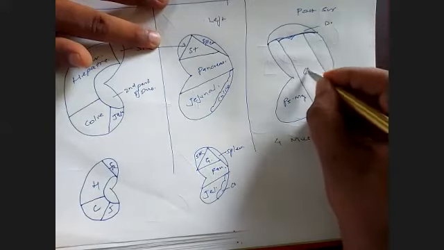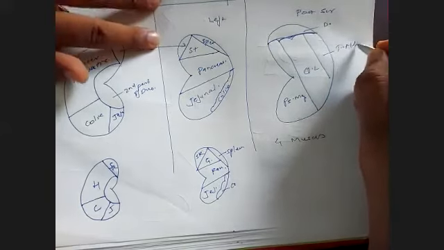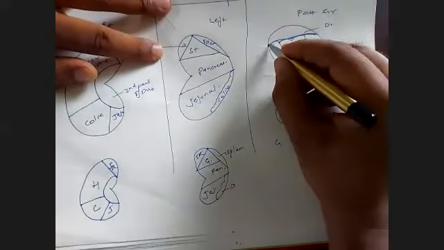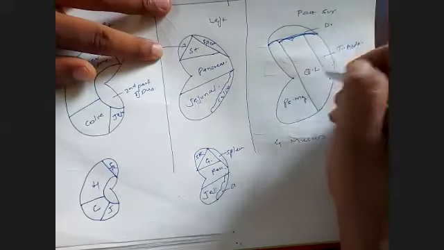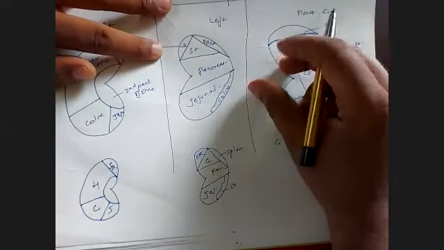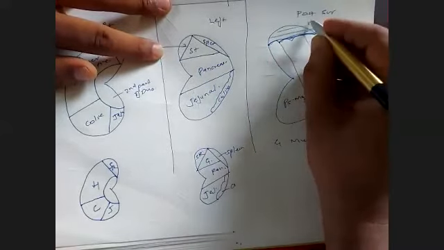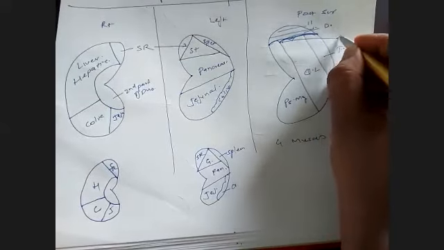Then this is quadratus lumborum. This is transversus abdominis. And then we draw four muscles. And along with that, there are four structures. Of course, the ribs will be here, 11th and 12th rib. But mainly the subcostal vessels.